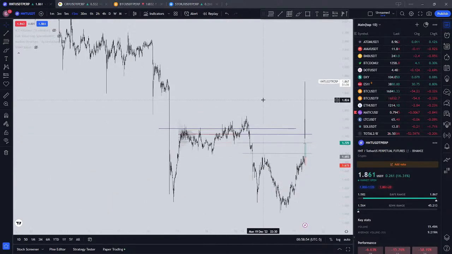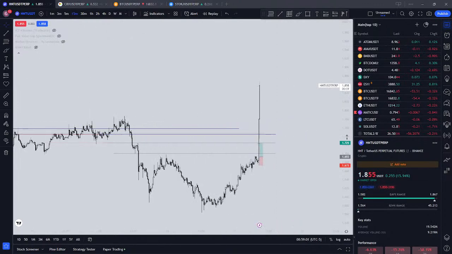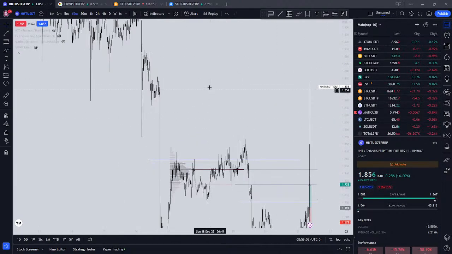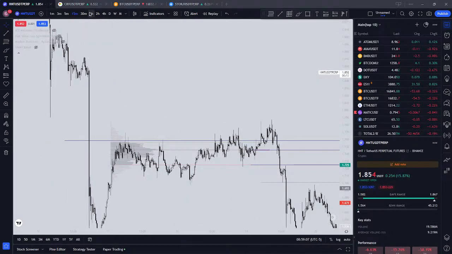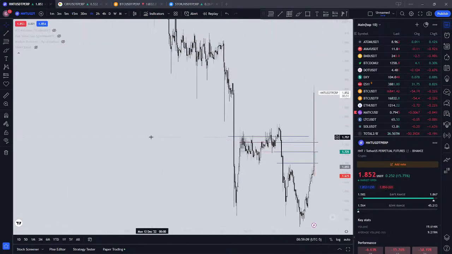Again, this is why you set alerts and not limits. If you set a limit at these value areas over here, expecting a short, you would be screwed right now. Yeah, it did take the key level. Let's see what order block it's targeting. Yeah, this one.